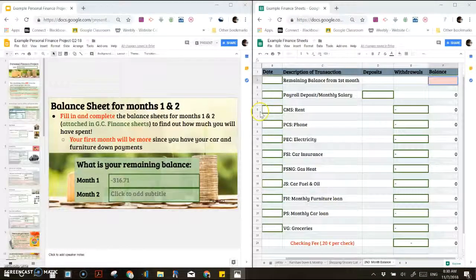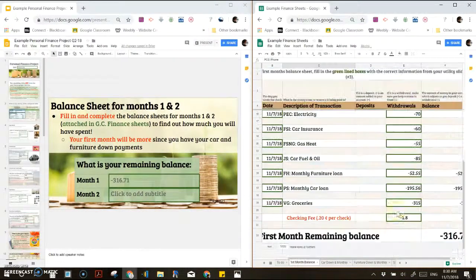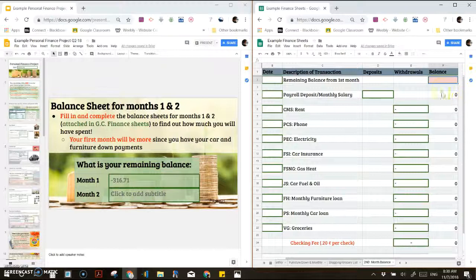Okay? As a refresher, to fill out the balance sheet for the second month, you're going to need to know what your overall monthly balance was at the end of month 1, which was negative for me $316.71. So I'm going to need to write that down in the red box where it says balance from the remaining month. So negative 316.71. I would write the dates for the next month. So since I put November dates on my last one, I'd put December dates on this one, pretending that we're at the end of December now.